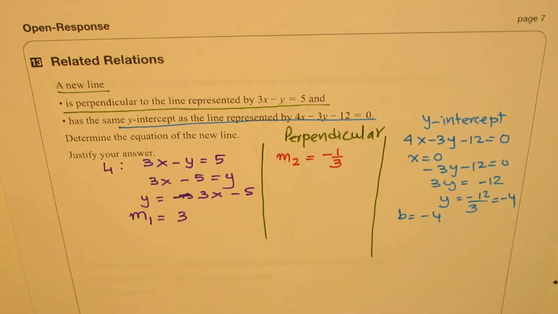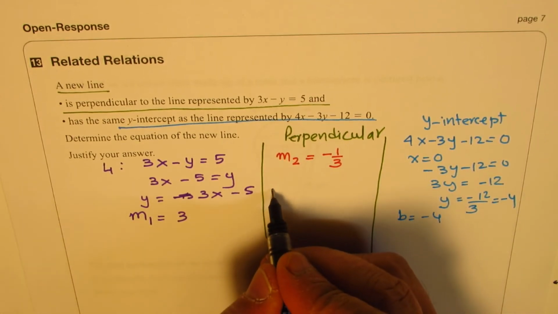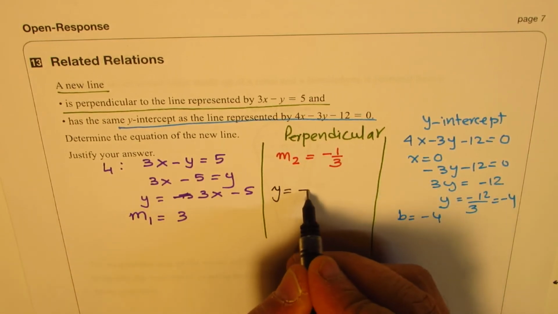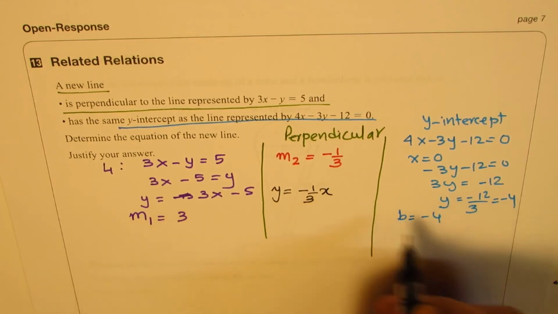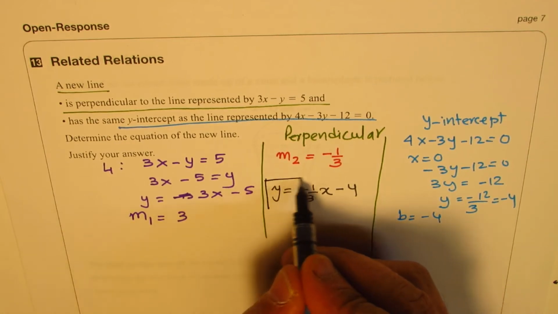So now we can write down the equation of our new line. It should be y equals the slope of minus 1 over 3 times x, and the y-intercept of minus 4. Does that make sense to you, right? So that becomes our answer.